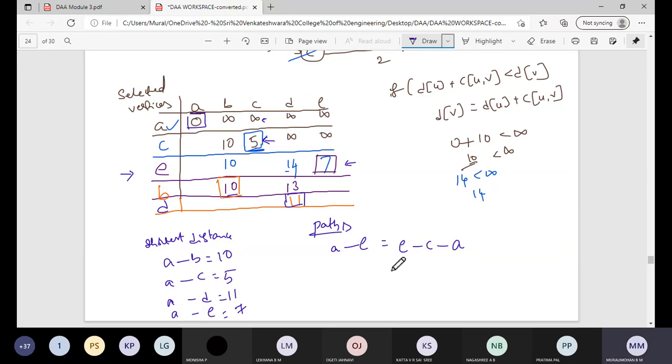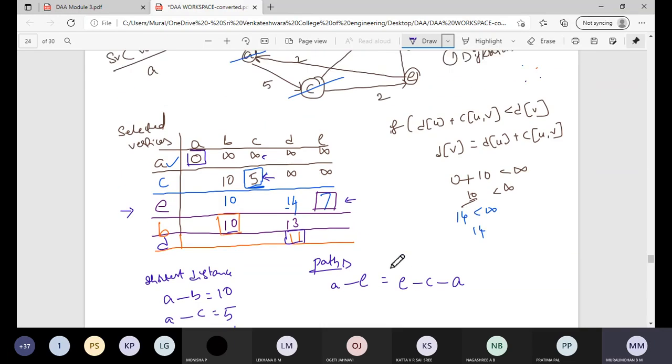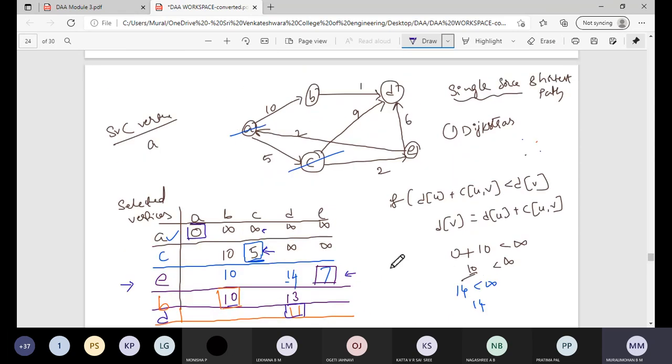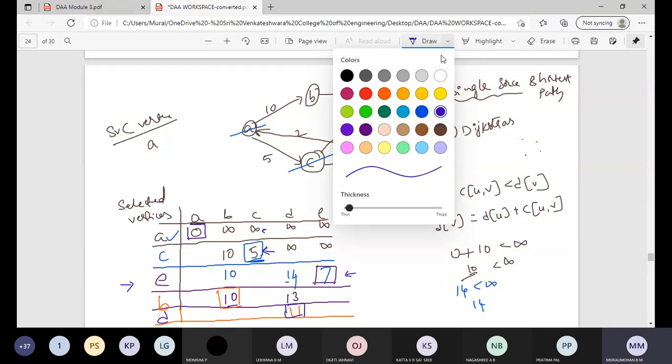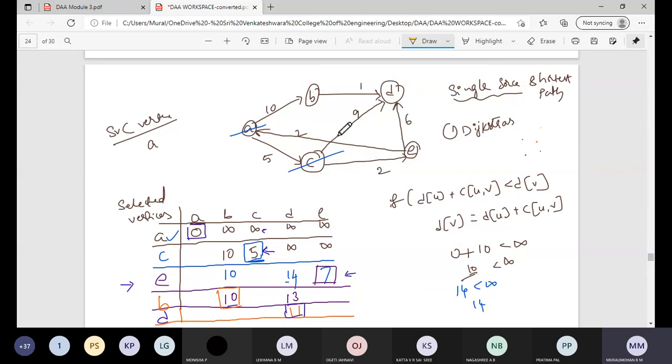Kindly respond please. Is this path the shortest path from A to E? Yes, sir, because you just see, here we are going and here we are coming. So it is the shortest path, right? It is the shortest path.